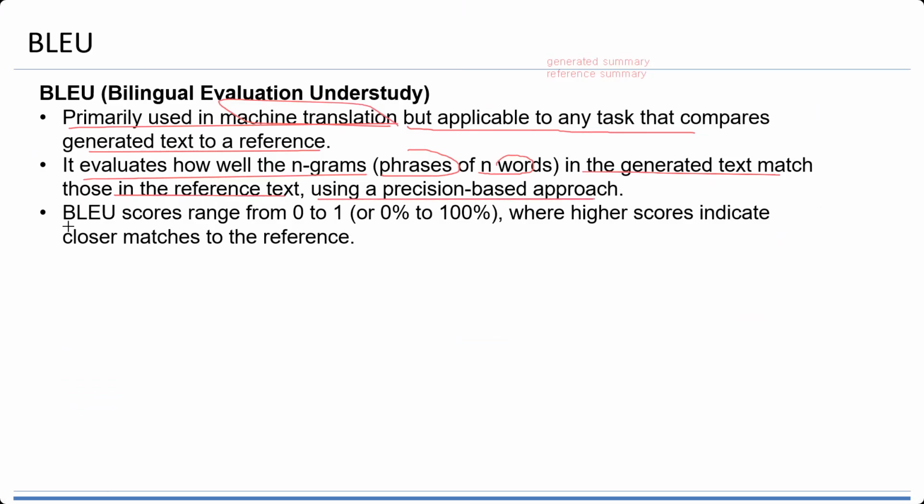The same as ROUGE, the BLEU scores range from 0 to 1, or 0 to 100%, where higher scores indicate a closer match to the reference. So if it is 1, then it is close to the reference. If it is 0, then it does not match the reference.